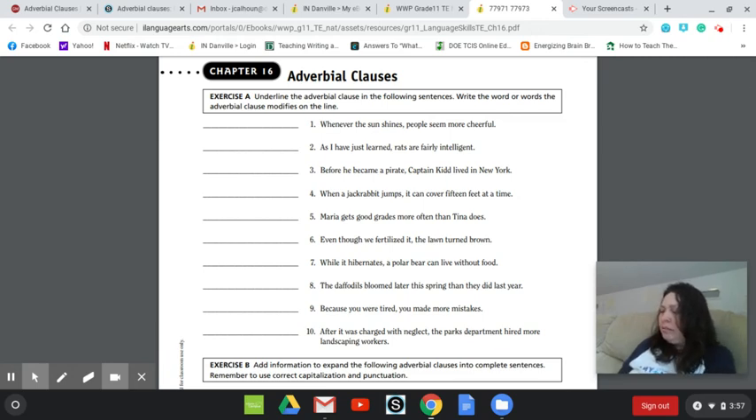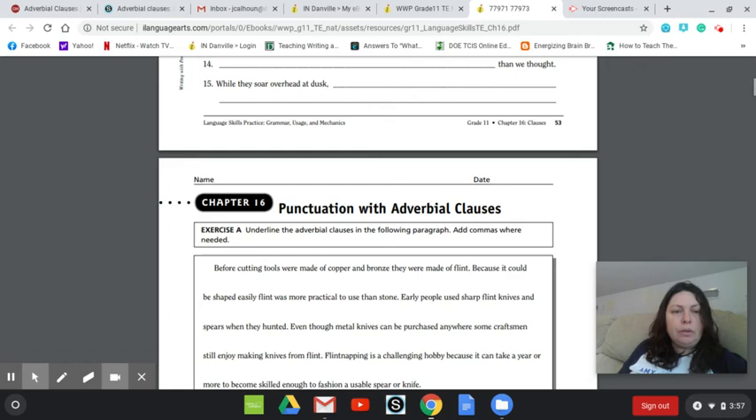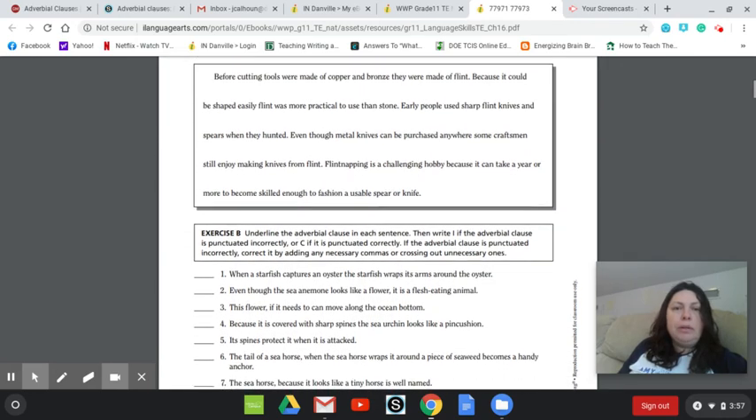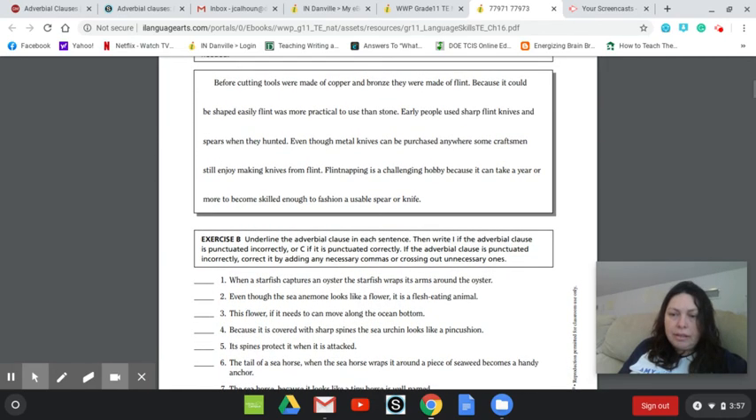Let's skip this page and go to page 54. What I want you to pay attention to now is the comma use. First thing you'll want to do is underline the adverbial clauses in the paragraph. Do that first, and then decide: does it need a comma or does it not? Just remember the rule. Go ahead and pause and do that really quickly, and then we'll see how you do when you come back.